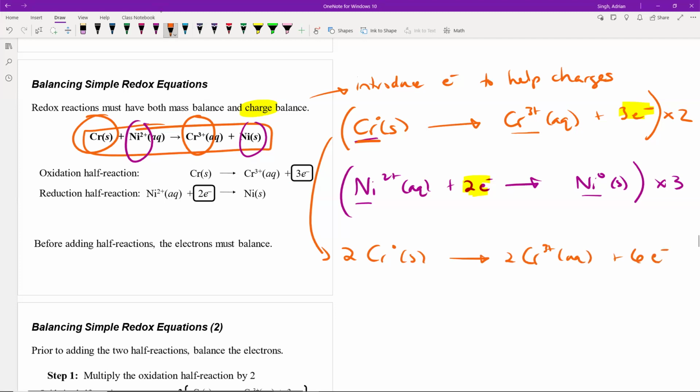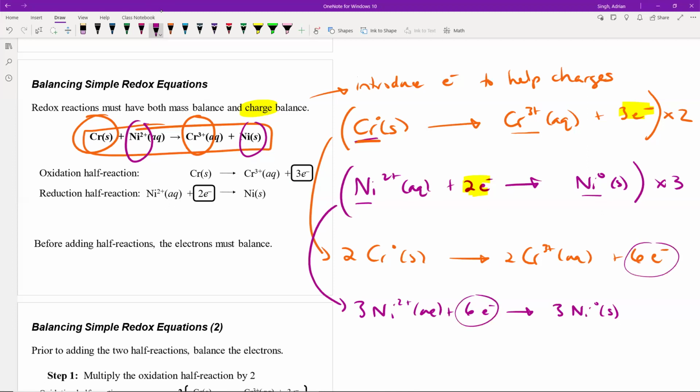For the nickel equation, the reduction half equation, I have 3 Ni2+ plus 6 electrons to give 3 Ni solids, right? So whatever the coefficient is, I'm multiplying it by that number that I decided to use to multiply each of them in the first place. So now I have the same number of electrons on either side of this equation. I can go ahead and add these equations together now.